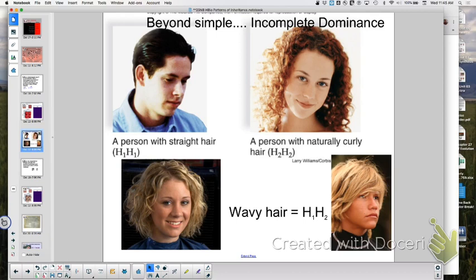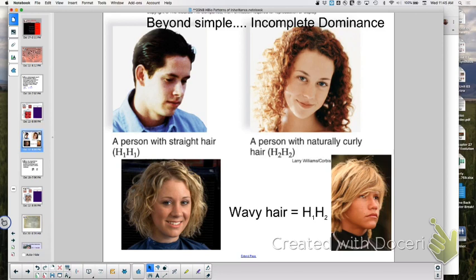incomplete dominance. Incomplete dominance is like a red flower crossed with a white flower and all the offspring are pink. A black bunny crossed with a white bunny and all the offspring are gray. Okay? That is incomplete dominance. Codominance, both traits are expressed.